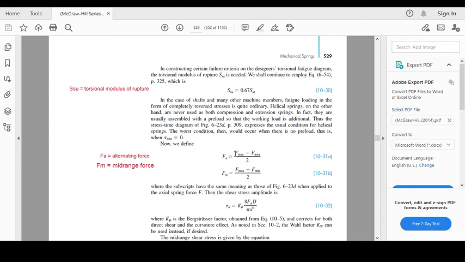Okay, maximum to minimum over 2, so that is the mid-range. Okay, Fmax plus Fmin over 2.